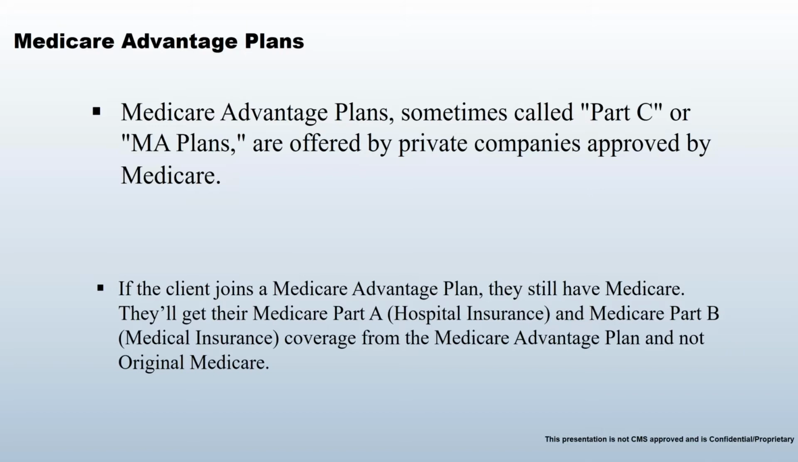The thing is they now get their Medicare Part A, the hospital, and Part B, the medical coverage, from the Medicare Advantage plan. So that would be from like Aetna or Humana or United, but it's not coming from original Medicare. Okay? So I like to just kind of contrast that. They're still on Medicare and they have Medicare. It's just that they're getting all of their care through the plan, not the government.